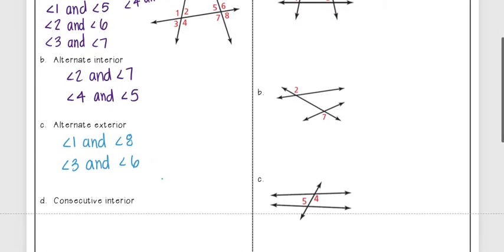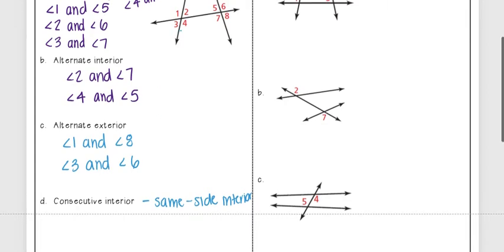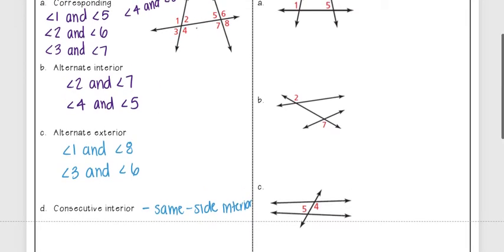And then now lastly, I want my consecutive interior. And just by the way, another name for that is same side interior. So you may see both terms when you're doing that. And so consecutive interior, those are the ones that are on the inside of the two lines on the same side of the transversal. And so that would be angle 2 and 5. And then angle 4 and 7.